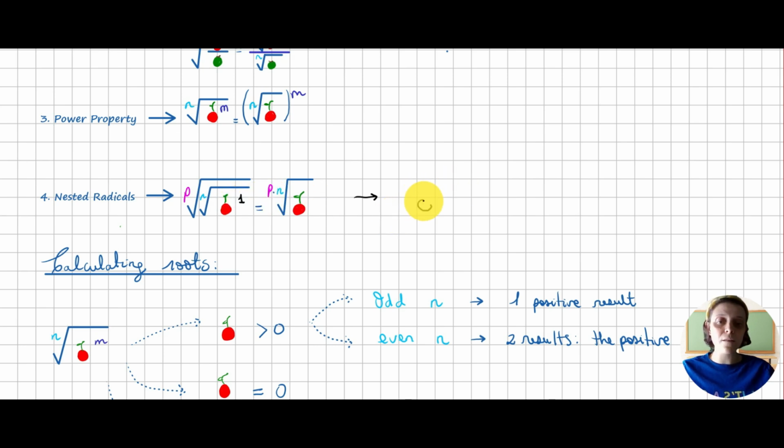So I am going to write this apple right here. We're going to keep the 1, and then the first index is n. And this would be written as this. And then, if we do it again, we have apple to the power of 1 over n times apple to the power of 1 over p.